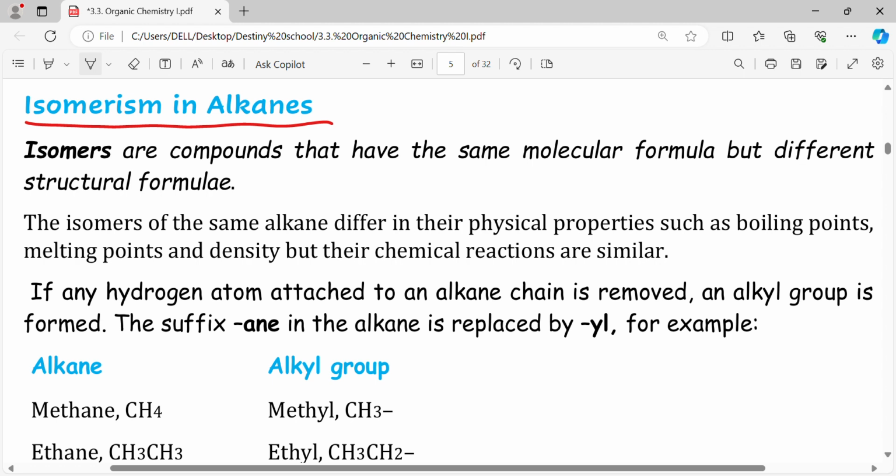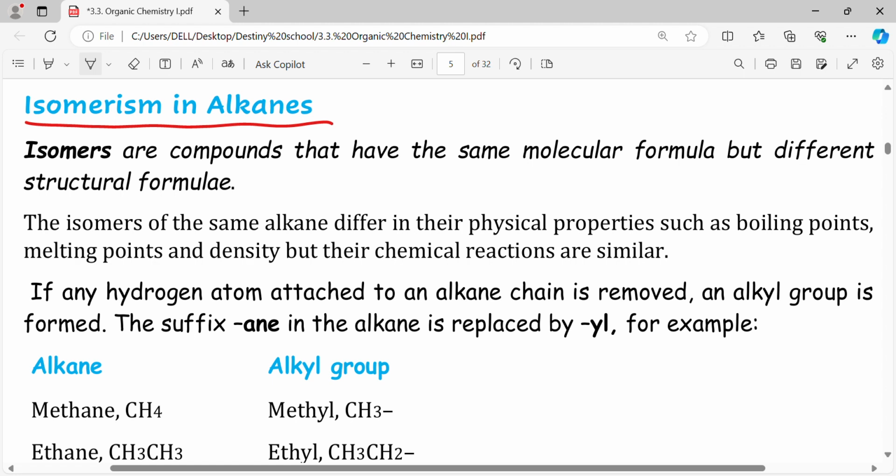The concept behind isomers is close to the concept behind isotopes. Isomers are compounds that have the same molecular formula but different structural formula. So if you are asked in an exam what are isomers, they are compounds that have the same molecular formula but different structural formula.